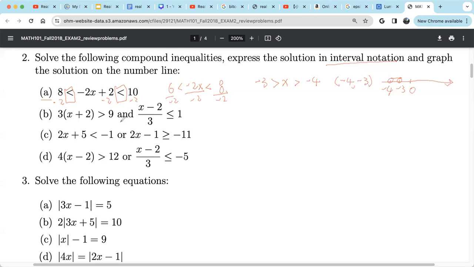Now let's see these two. These two have an "and", right? So we need to solve for this one and solve for this one. Then look for the intersection of those two solution sets. So we have 3x plus 6 greater than 9. That's 3x, move 6 to the other side, greater than 9 minus 6, 3. That's x greater than 1. Okay, let's draw a solution for this one. 0 here, 1 here, x greater than 1, open circle, go to the right.